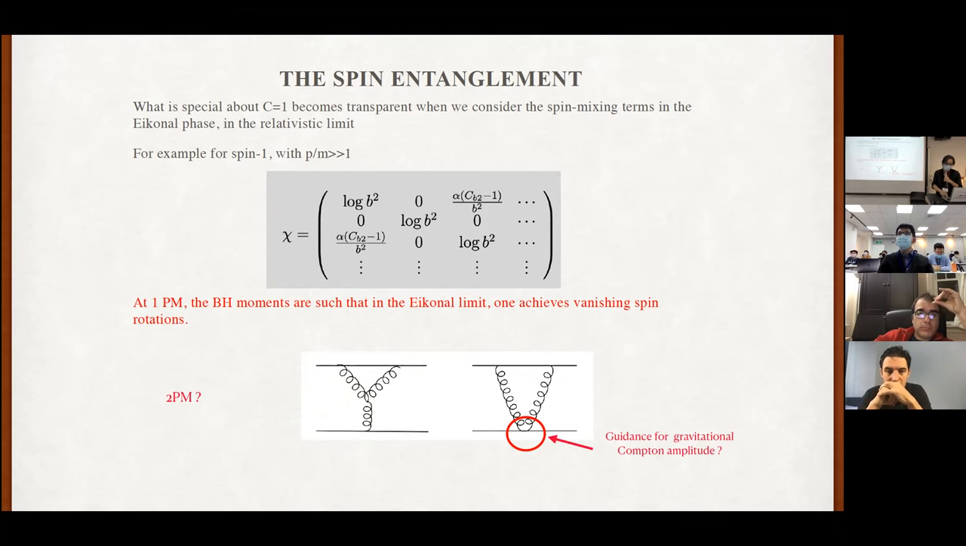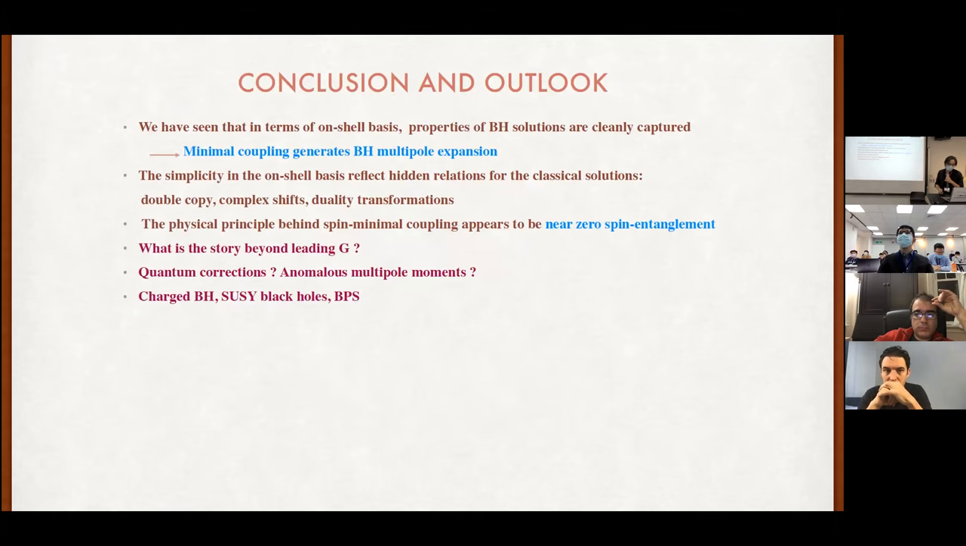So let me just conclude my talk. We've seen that in terms of using this kind of on-shell basis to look at gravitational interactions, the various properties of black hole solutions are actually cleanly captured. For one thing, just that single minimal coupling, just writing down one term, generates the complete black hole multipole expansion, if you want to describe it in the traditional way.